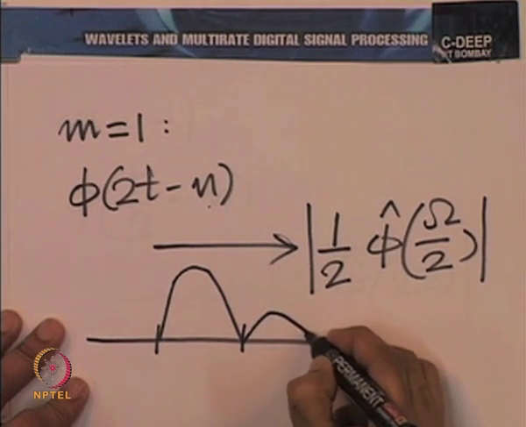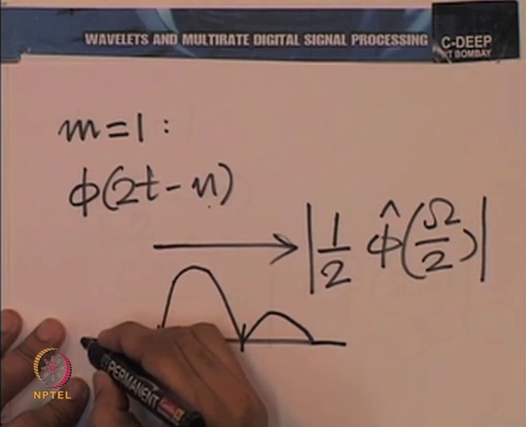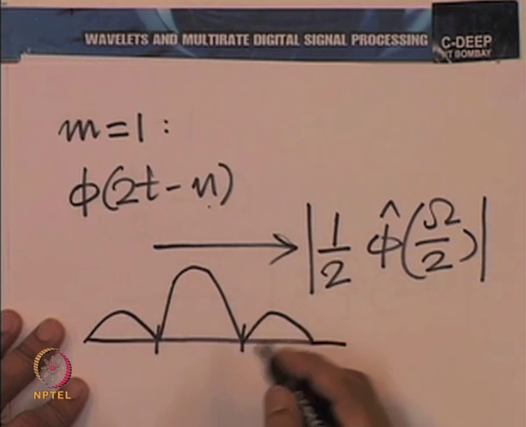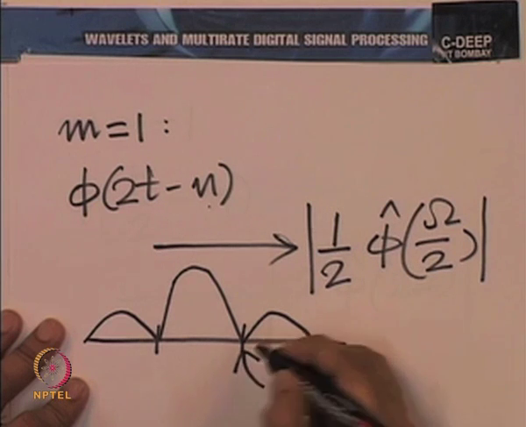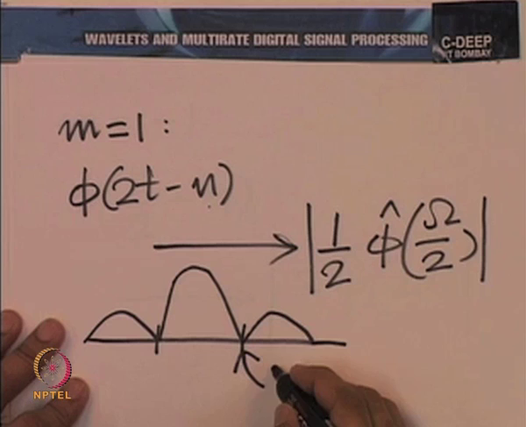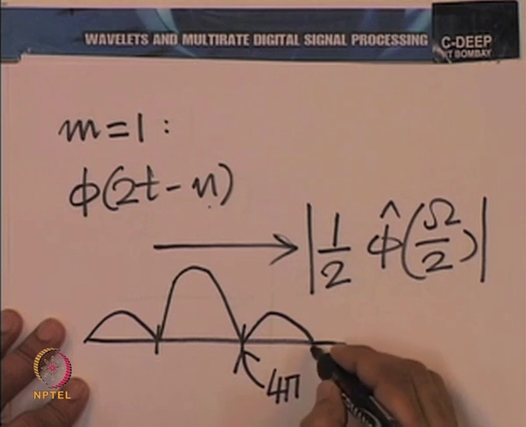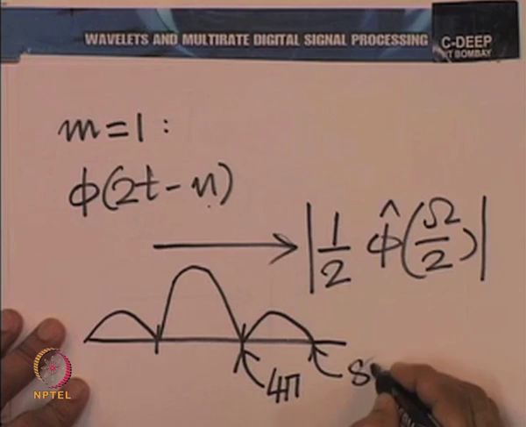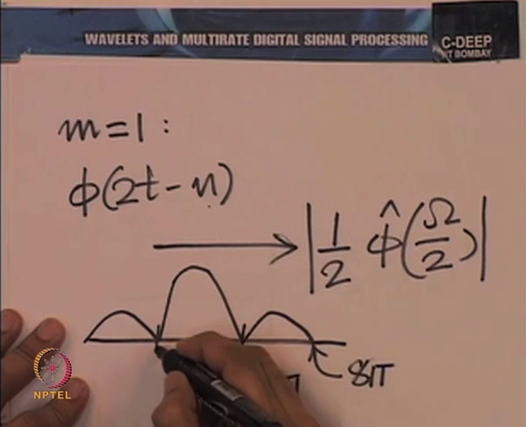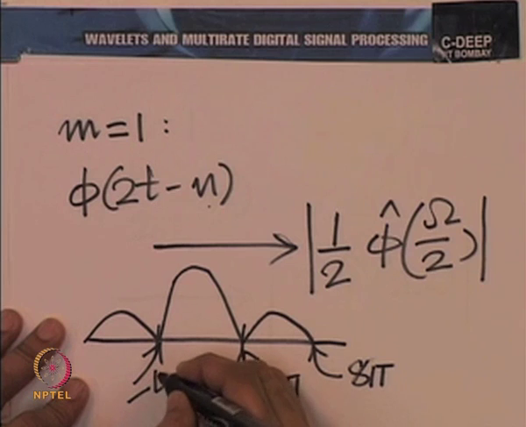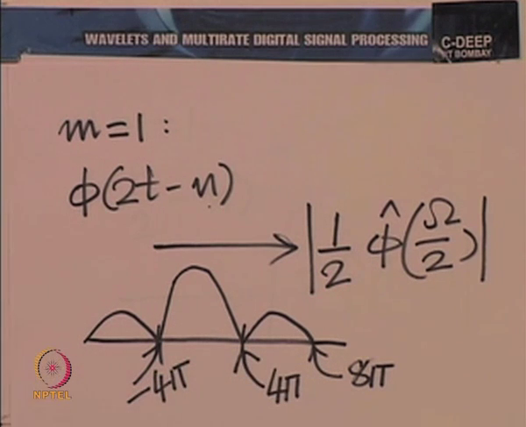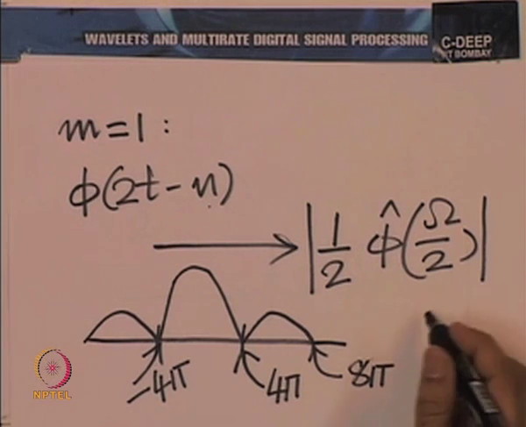If I focus my attention on the main lobe and the principal side lobes that I have here, this was originally 2 pi, now it has become 4 pi. This was originally 4 pi, now it has become 8 pi, and so too on this side. This is minus 4 pi, and so on. So, you have stretched by a factor of 2.